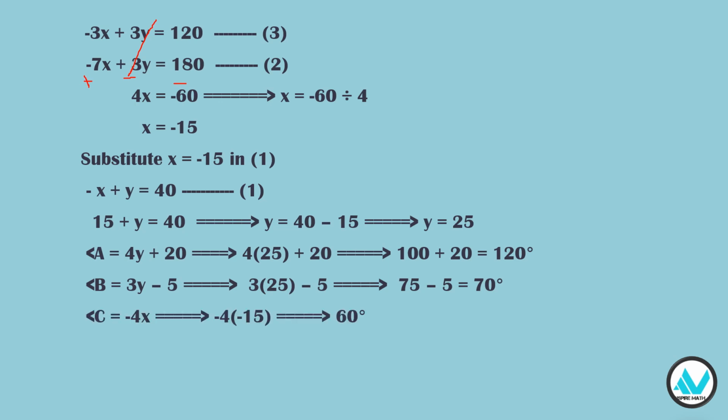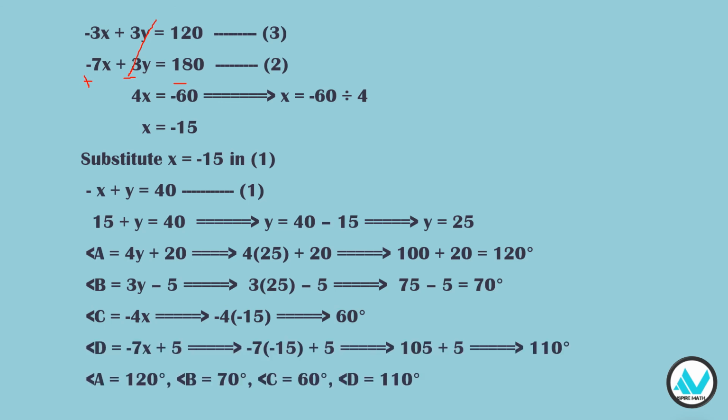Now for angle C, we have minus 4x. So x is nothing but minus 15. So minus into minus gives me plus. So 15 fours are 60 degrees. Angle D is nothing but minus 7x plus 5. So in place of x, I'm going to put minus 15. So 7 15s are 105 plus 5 gives me 110 degrees. Therefore, angle A is nothing but 120 degrees. Angle B is nothing but 70 degrees. Angle C is nothing but 60 degrees. And angle D is nothing but 110 degrees.